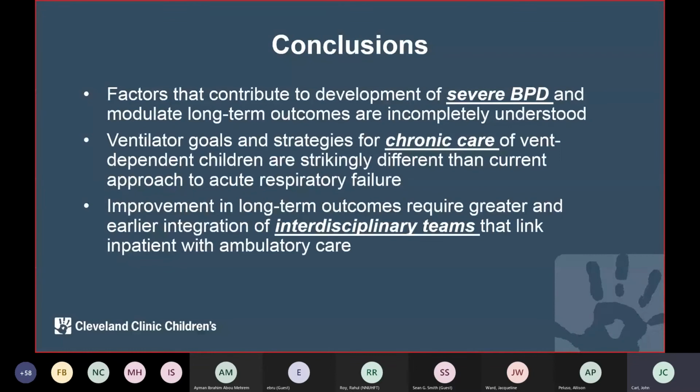So in conclusion, the factors that contribute to development of severe BPD and modulate long-term outcomes are incompletely understood. Ventilator goals and strategies for chronic care of vent-dependent patients are really strikingly different than current approach to acute respiratory failure. An improvement in the long-term outcomes require greater and earlier integration of these interdisciplinary teams that link the inpatient with the ultimate ambulatory care.